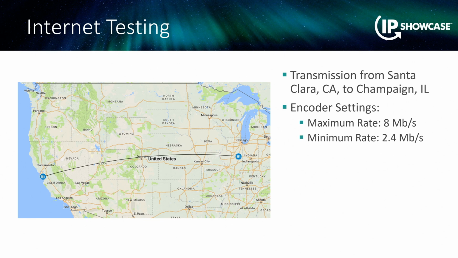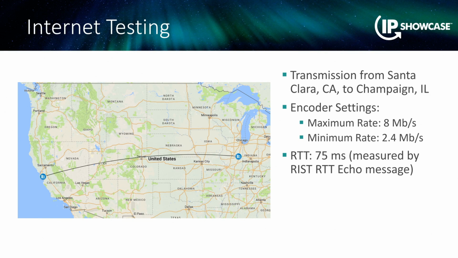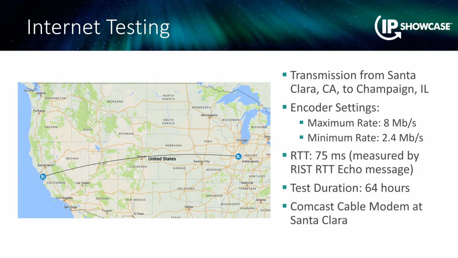I set my encoder for a maximum of 8, minimum of 2.4. I have a 75 millisecond RTT measured by the RIST RTT message, because we have that in the RIST simple profile. And I let it run over the weekend, plus a little bit of Monday. Just let it rip. So there's a Comcast cable modem here, not the best thing in the world, and then a fiber provider over here.